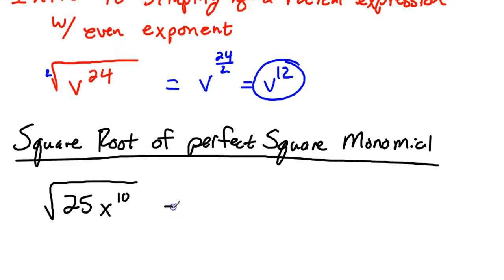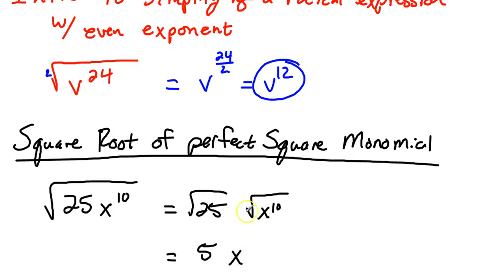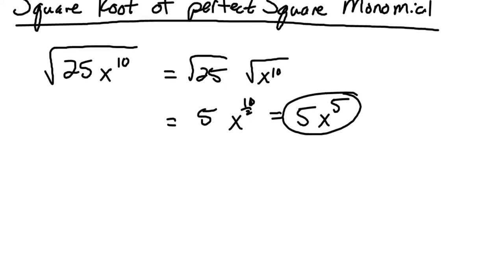You can almost break this one up into parts. It's the square root of 25, and then the square root of x to the 10. Square root of 25 is 5. And for the square root of x to the 10th, we're just going to take the 10 and divide it by 2. So that's going to be 5x to the 5th. If they give you a number and a variable together, just separate the 2, do the square root of the number, do the square root of the variable, and then put those 2 answers back together, and that's what you're looking for.